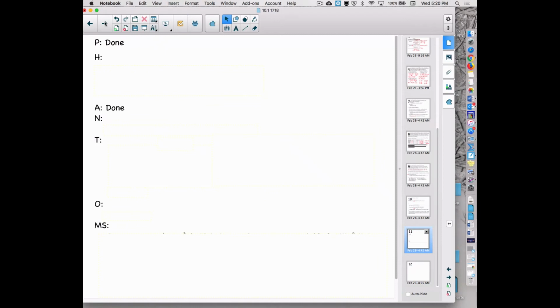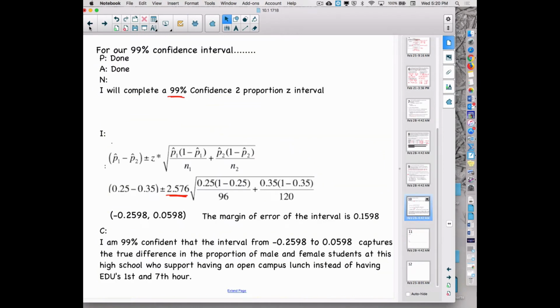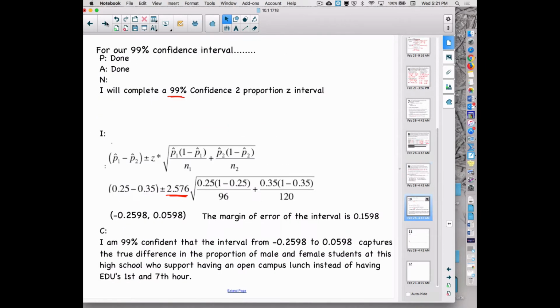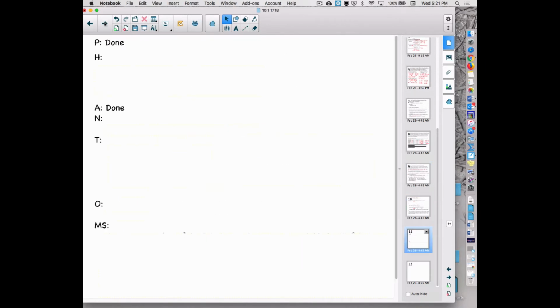We already did P. The way they worded the problem was they wanted us to determine if there's evidence of a difference in the proportion. They didn't state that one is higher than the other. So our H0 is going to be equal. Our HA is going to be not equal to.